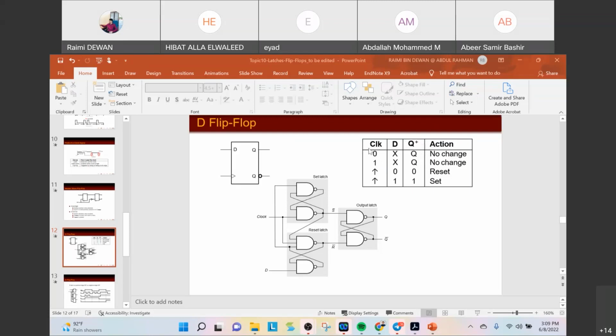Here is the clock, when you start to have edges. When you start to have positive edges, because this one is a positive edge, then it will start to consider what the D input is. If it's 0, it means reset, so Q plus will be reset to 0. And at the next rising edge, if you have D as 1, it will be set to 1. Set.